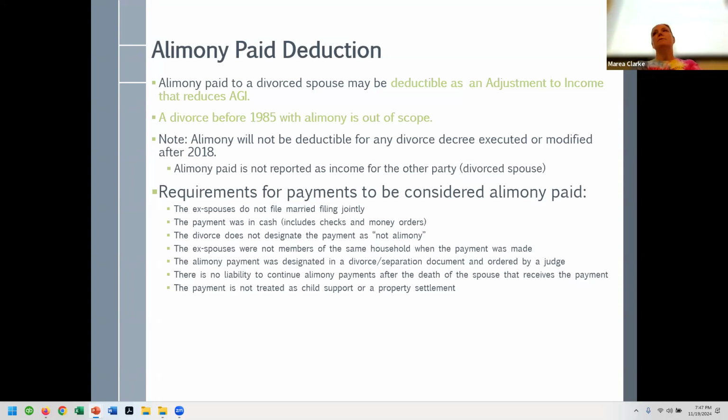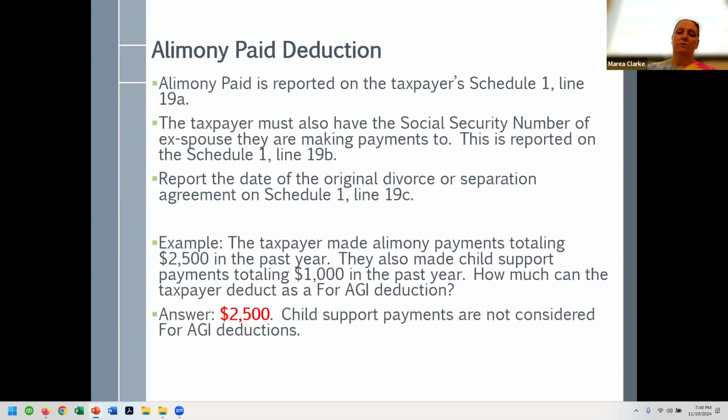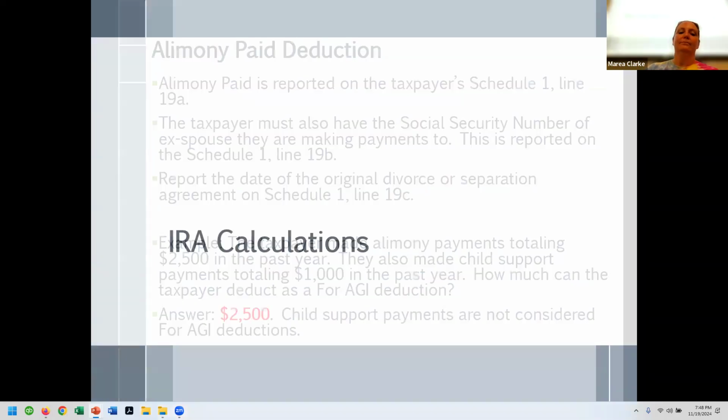So just a simple promise. Yeah, I told my ex-husband that I would give him $1,000 a month to never bother me again. That is not going to count for this. It's going to have to be a legal requirement that they do it. It also cannot be child support. So if they're required to pay money to support a child, that is separate and that is not allowable as an adjustment. All right.